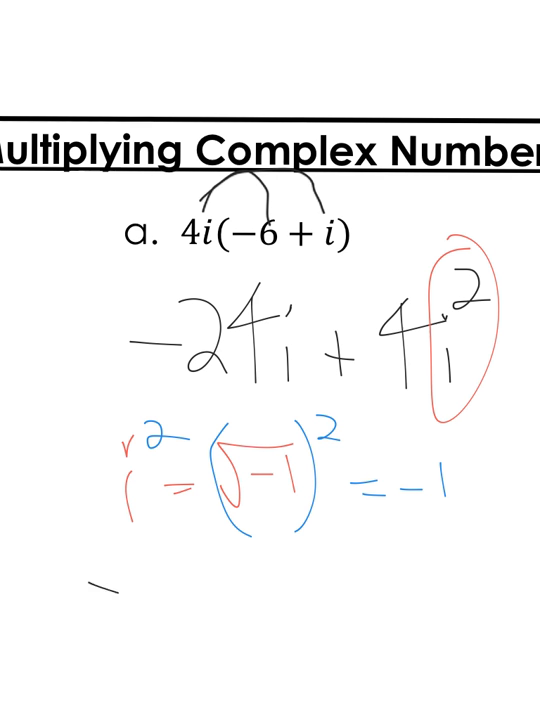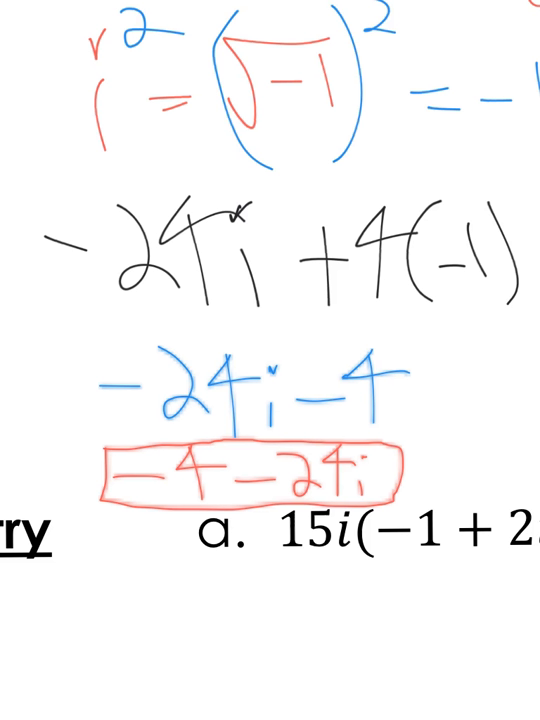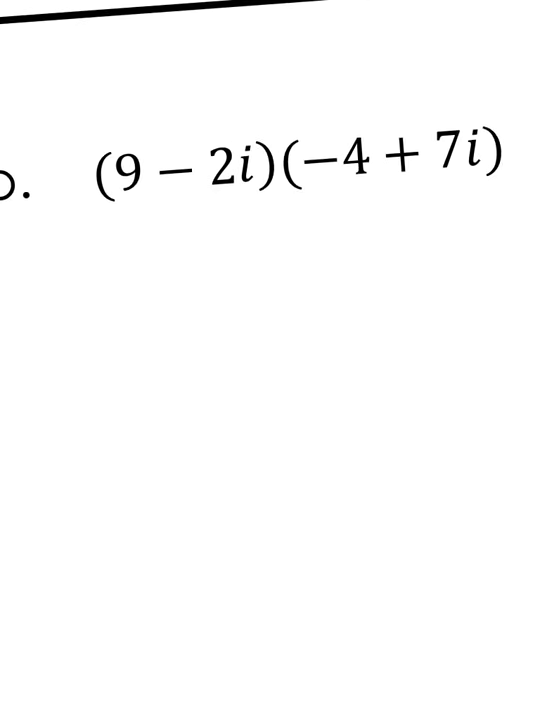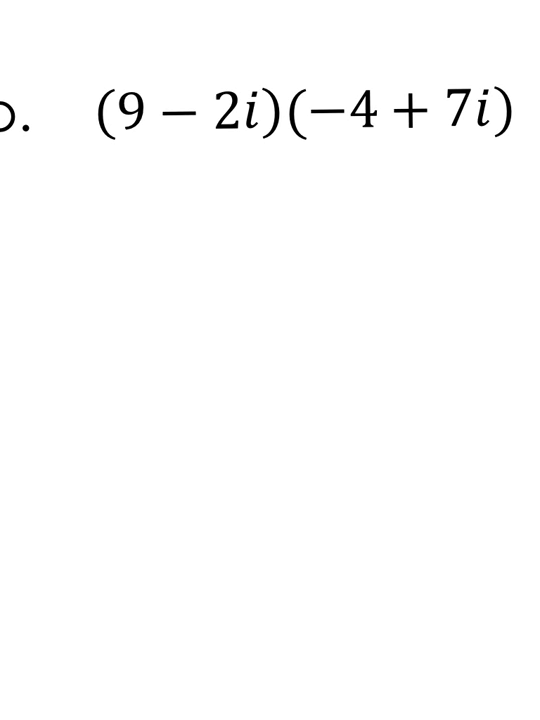So, let me rewrite it. Negative 24i plus 4 times negative 1. That's really what it's saying. And your final answer will be negative 24i minus 4. And then since the non-imaginary number should go first, I just rewrote it as going first in red. And that's that. So anytime you multiply an i term times an i term, it's going to end up multiplying by a negative 1.